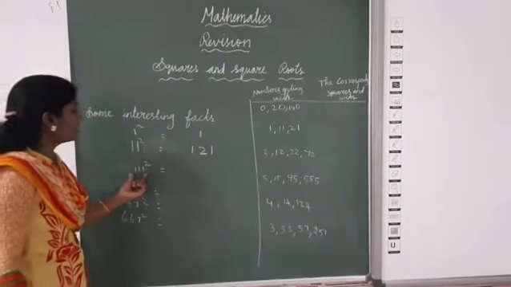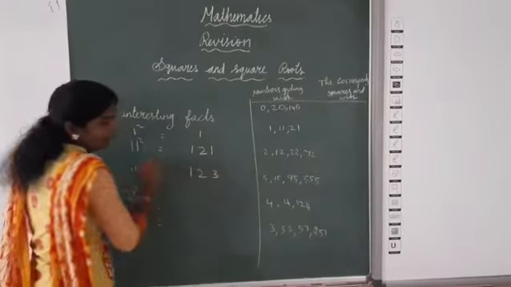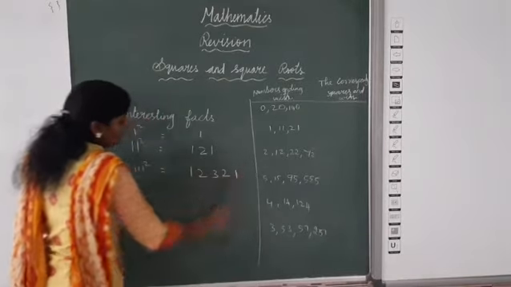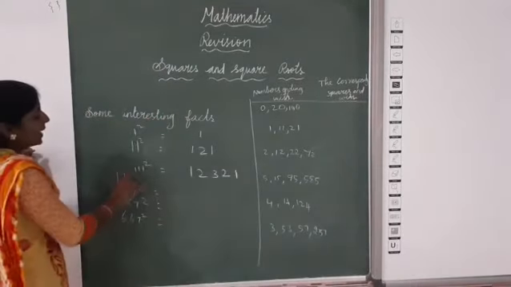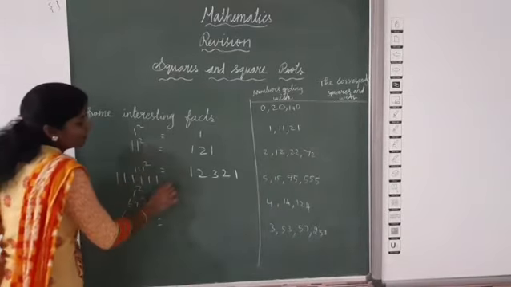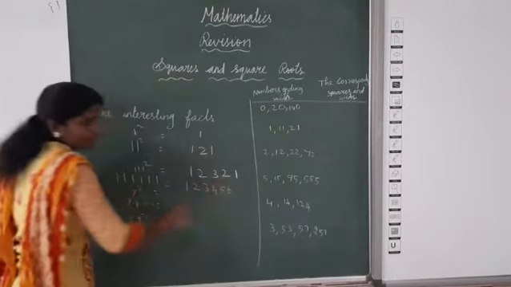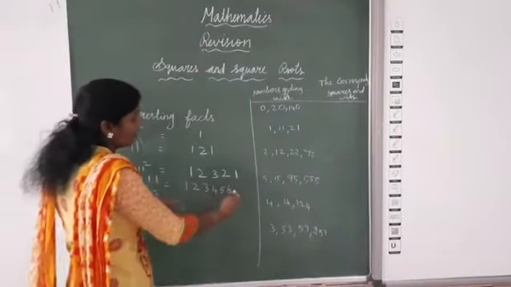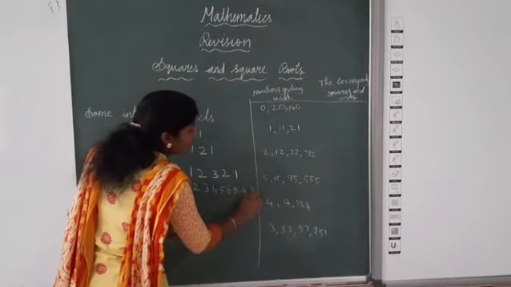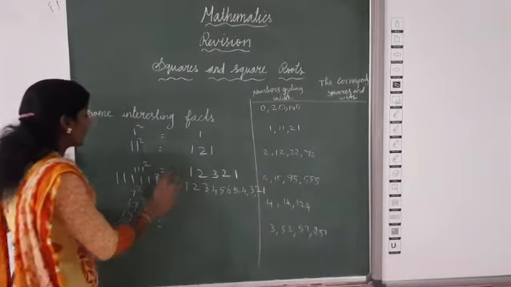Then 111 square means here 3 ones, so 1, 2, 3. Then reverse it: 3 before 2, 2 before 1. Like this, we can write 1111111. Here, how many ones are there? 1, 2, 3, 4, 5, 6 ones are there. So 1, 2, 3, 4, 5, 6. Then we can repeat in reverse order: 6 before 5, 4, 3, 2, 1. This is the answer.